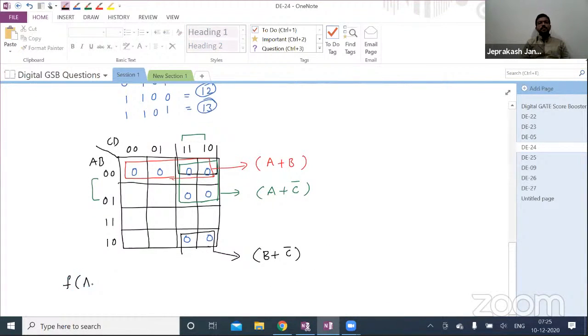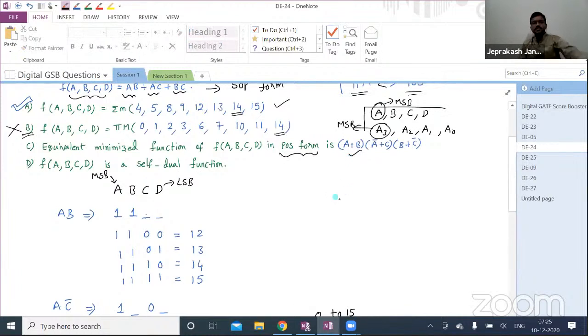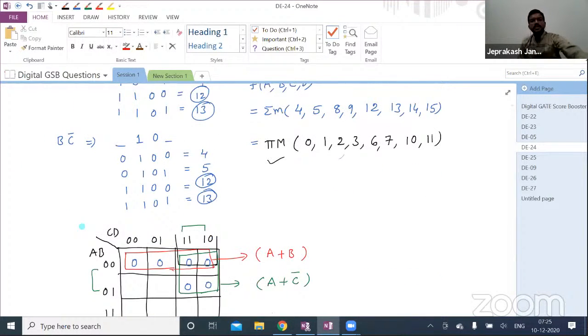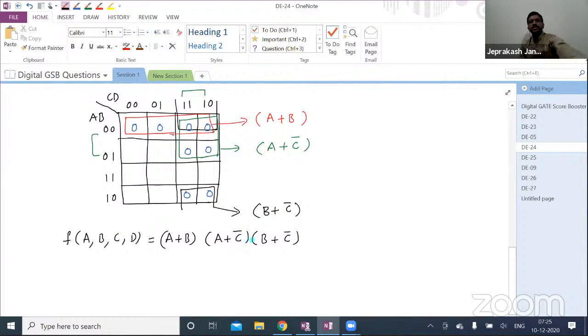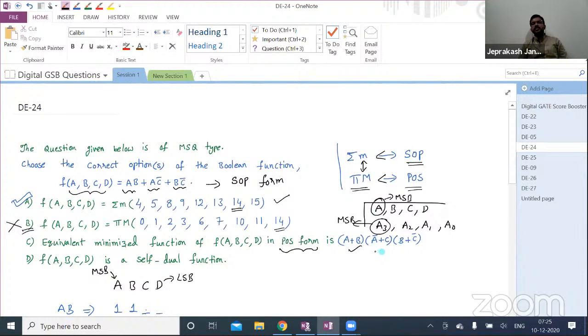So f of ABCD equals A plus B into A plus C bar into B plus C bar. Right. Now just verify whether option C is correct or not. A plus B is correct. Second one, you are getting A plus C bar. But here what you are getting? A bar plus C he has mentioned, right? So this is not correct. So that means option C is not correct.